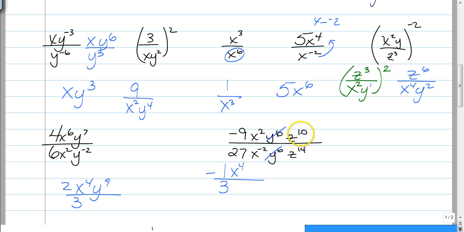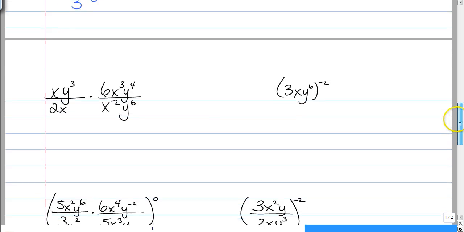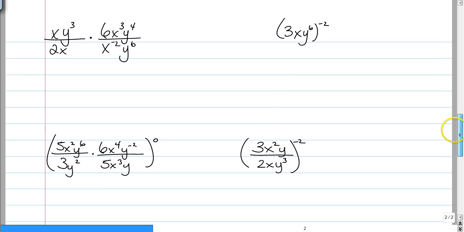You've got 10 z's on top but 14 on the bottom, so 14 minus 10 is 4, but it stays on the bottom. And that's that for that row. Hopefully you did well. Let's move on. We're going to get a little bit more challenging here. I'll show you how to do a multiplying one first.